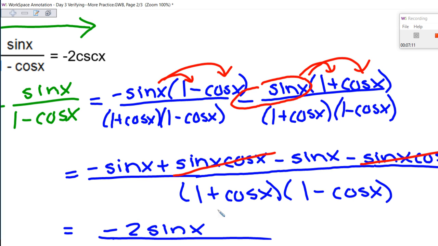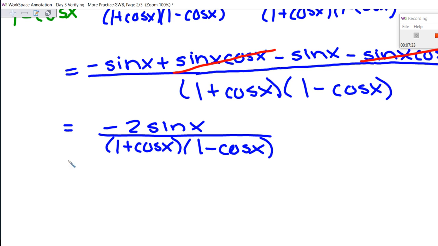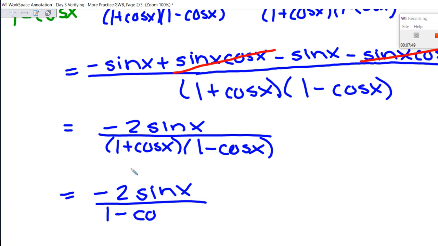What should I do next? We don't have a Pythagorean identity. Yeah, go ahead and simplify the denominator. So we have negative 2 sine of x. And the denominator, when I multiply those, is a difference of squares. So 1 times 1 is 1. Cosine times negative cosine would be negative cosine squared of x.